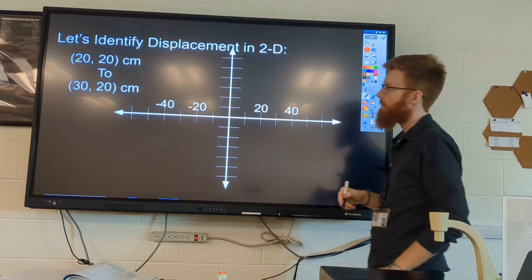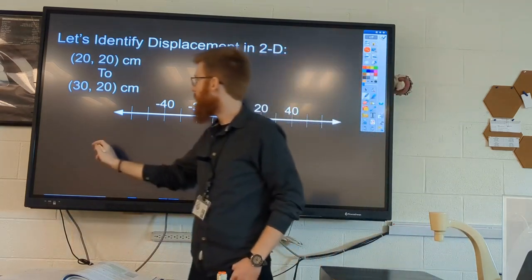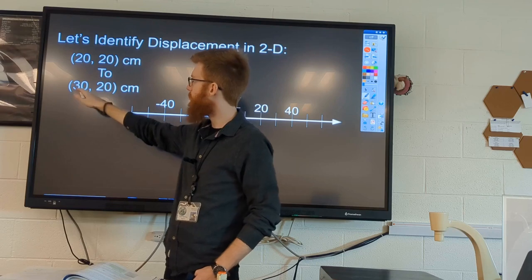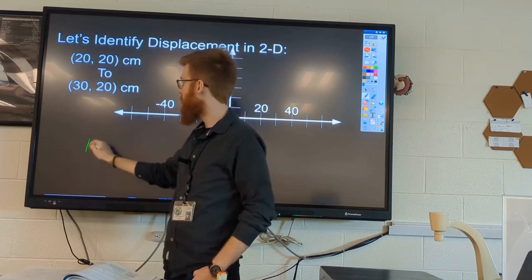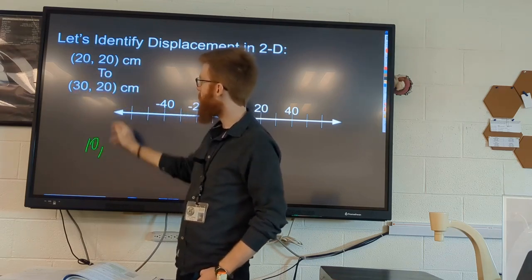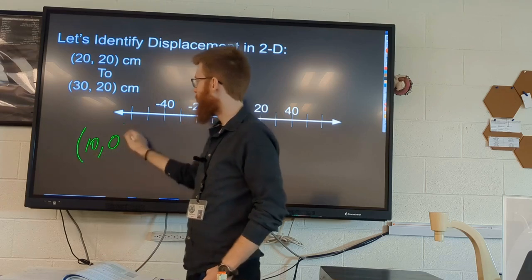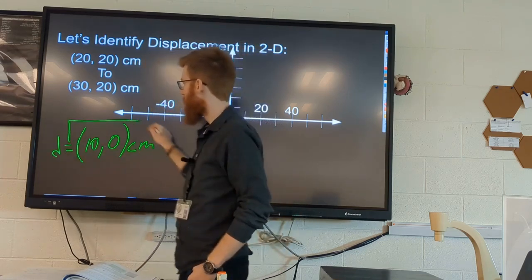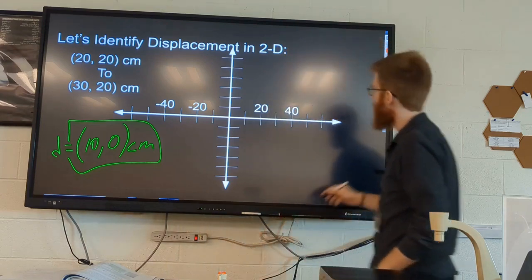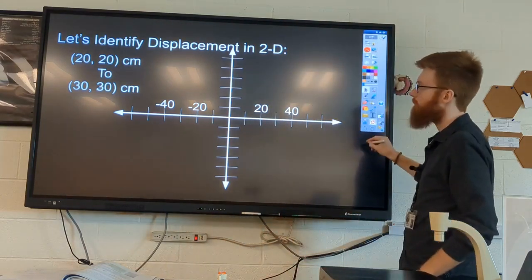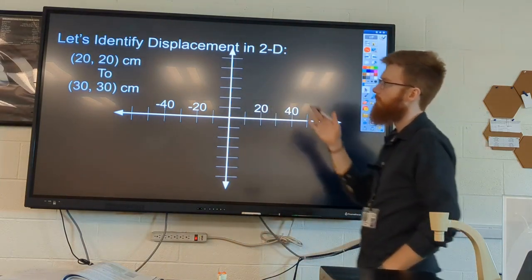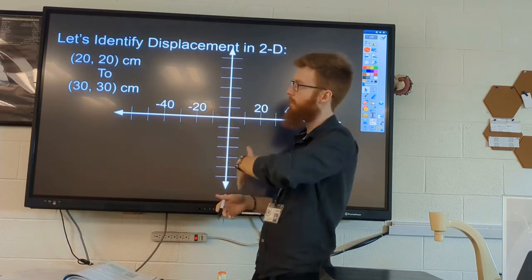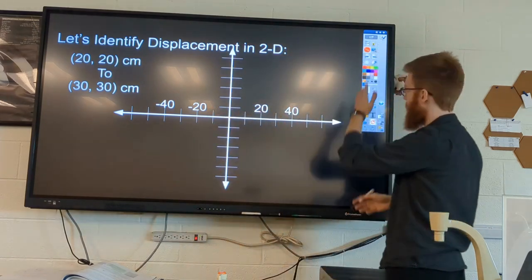Run through a few more of these. Once again, subtract initial position from final, so that's 30 minus 20, that'd be 10. 20 minus 20, that's 0. So I just flip-flop this time. Displacement is (10, 0). This one, (30, 30) to (20, 20), that'd be (10, 10) centimeters. 10 to the right, 10 up.